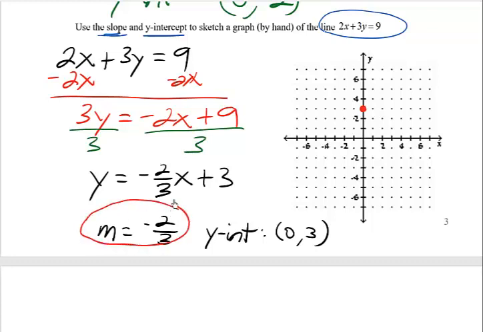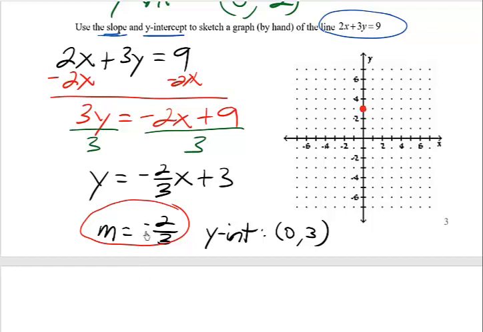I have the slope. Remember, slope is rise over run. So I can start with that point we marked and simply count spaces in terms of rise and run to find other points on this line. Before I do that, let me address the negative.